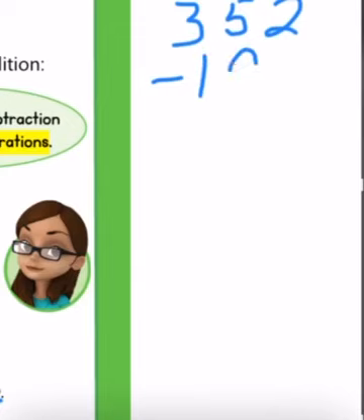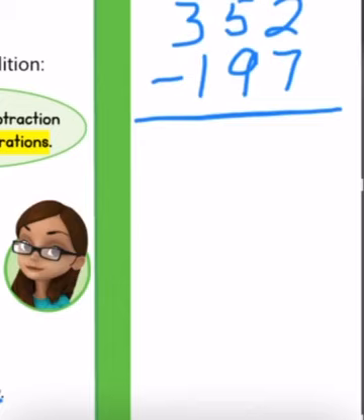352 minus 197. Okay, and we will get to this method here soon. Again, we start with our ones column. Here we have 2 minus 7. If I have 2, I can't take 7 away. I don't have enough to take 7 away.